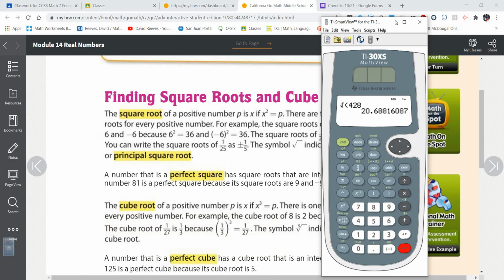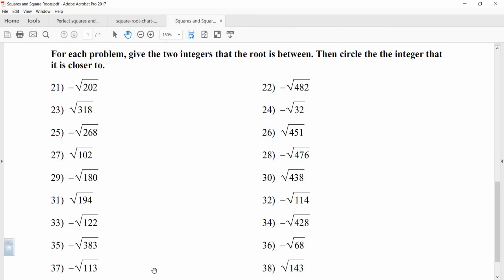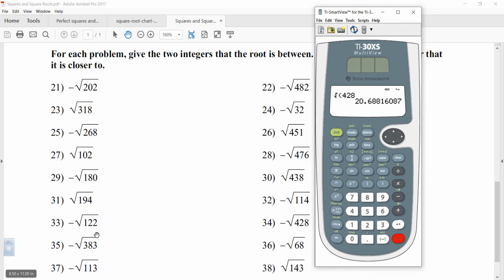So if we went back to, whoops, where did our worksheet go? Okay, if we go back to this worksheet here, and let me pull up the calculator here. Here we go. So let's do this one, negative square root of 383, right? So I'm going to go ahead and put in the negative right here, and then I'm going to do the square root of 383. There we go, negative 19.57, and so on. This is an irrational number. That decimal is going to go on forever.